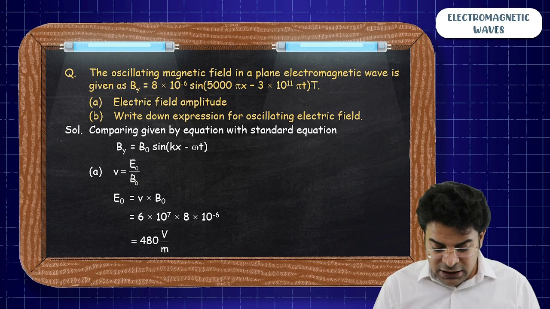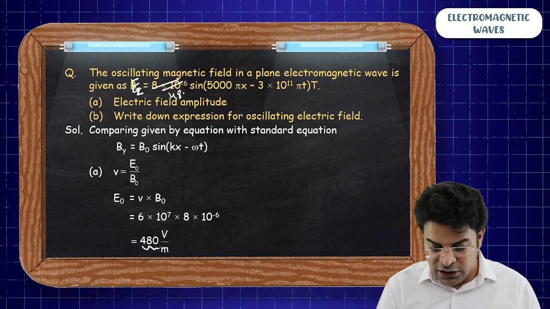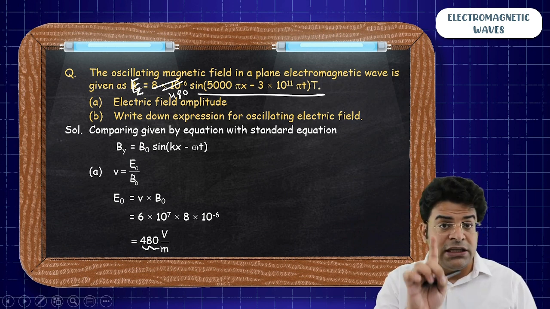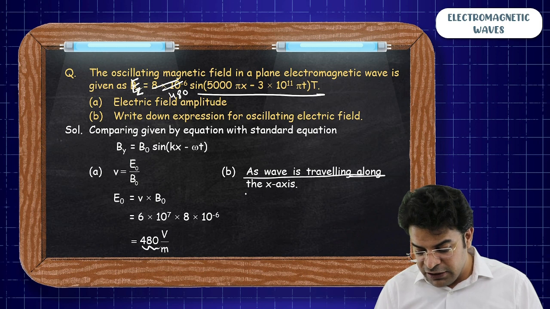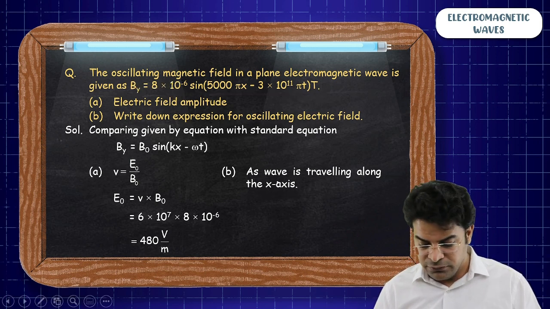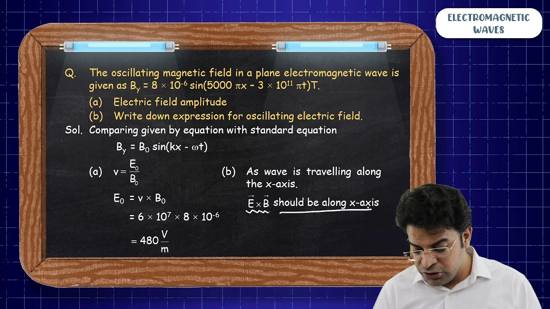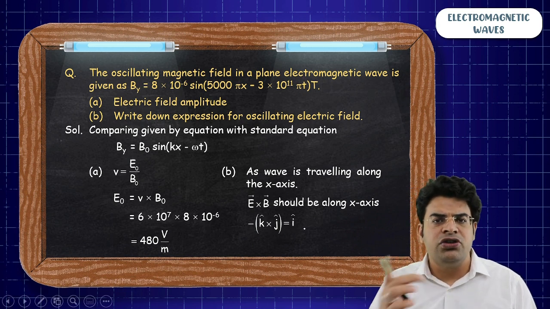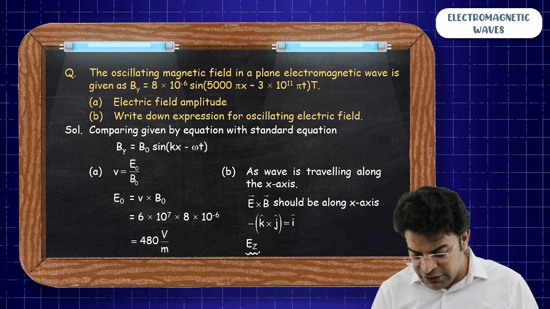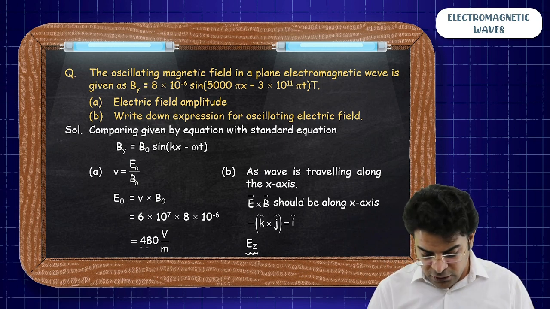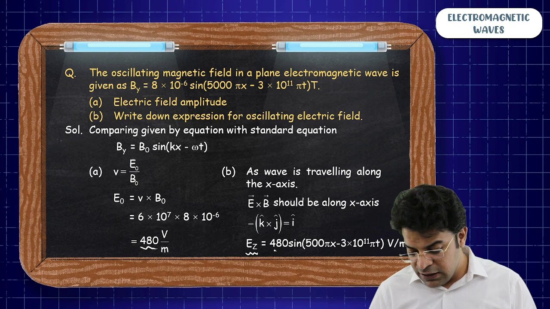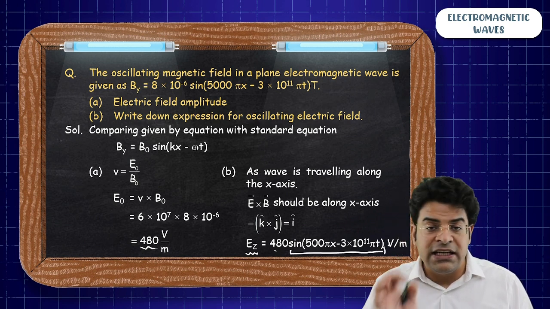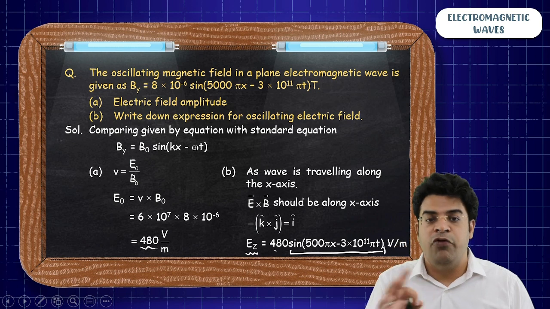So you will say that the electric field in Z direction equals to 480, here just write 480, and the rest trigonometric function same because they are in same phase. So as the wave is traveling along the x-axis, we know that E cross B should be along the x-axis. So minus times of k cross j gives you i cap. So this tells us that the electric field vector should be in the Z direction. So you will say that the variation of electric field in Z direction equals to the electric field amplitude 480, and the whole trigonometric function is same as the electric field and magnetic field are in same phase.